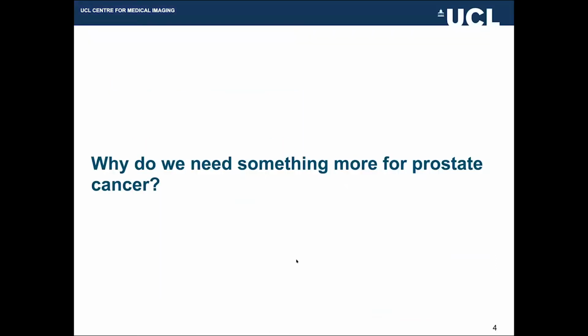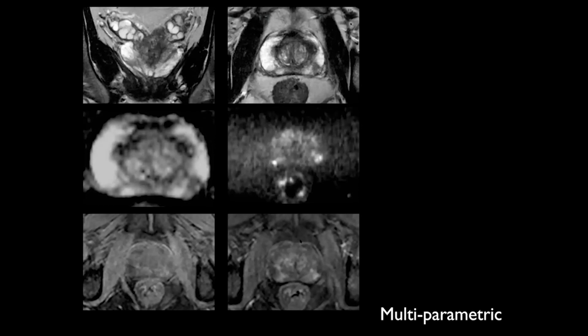Okay, so why do we need to do something more for prostate cancer? Hash has basically said, I've changed practice, it's done. And he's shown you some really nice pictures. On these you can see a patient with a T2 weighted axial scan, a high B-value diffusion image, and a contrast enhanced image. It's quite obvious that there are a couple of bright areas which enhance, and it's going to be a tumour. So it's done and dusted. Why do we need to change?